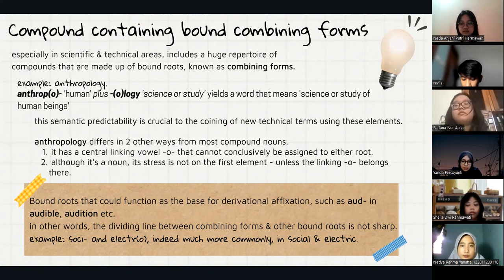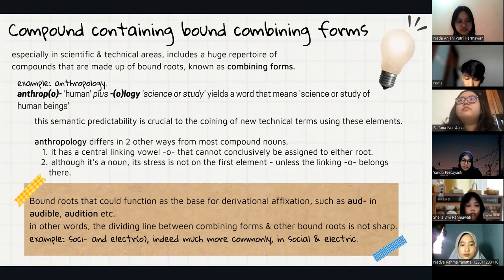So here I will tell about compounds containing bound combining forms. Most of the compounds that we have looked at so far involve roots that are free forms, but the vocabulary of English, especially in scientific and technical areas, includes a huge repertoire of compounds that are made up from roots known as combining forms.